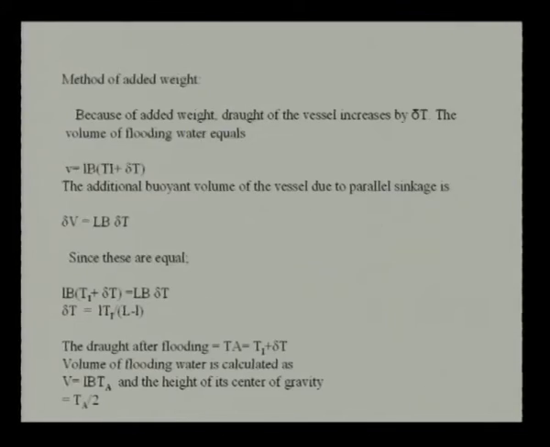Now, if you are doing the same thing by the method of added weight, it comes like this. In this case the problem is slightly simpler: you have the ship, and you are adding a weight to the ship. You are adding water to the ship and the ship sinks, so there is an increase in draft. Let us assume that the increase in draft is delta T, and then we see what the volume of flooded water is.